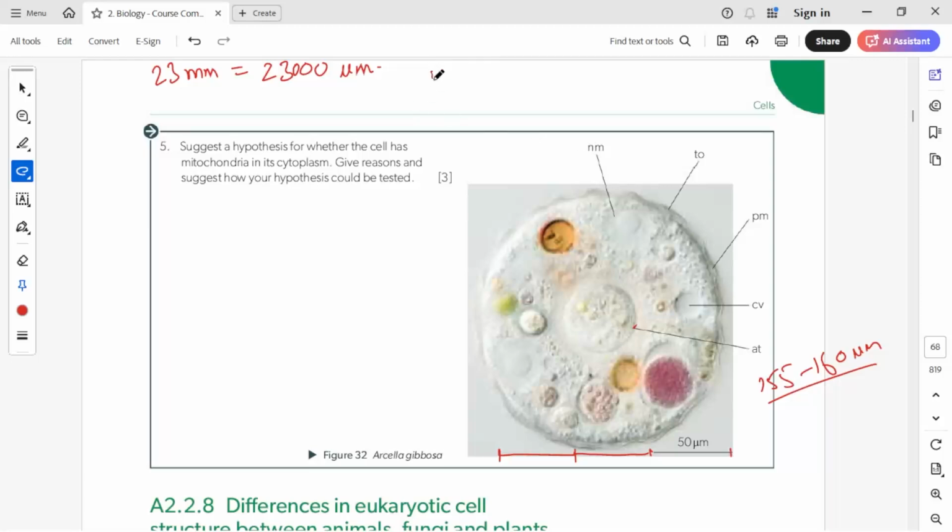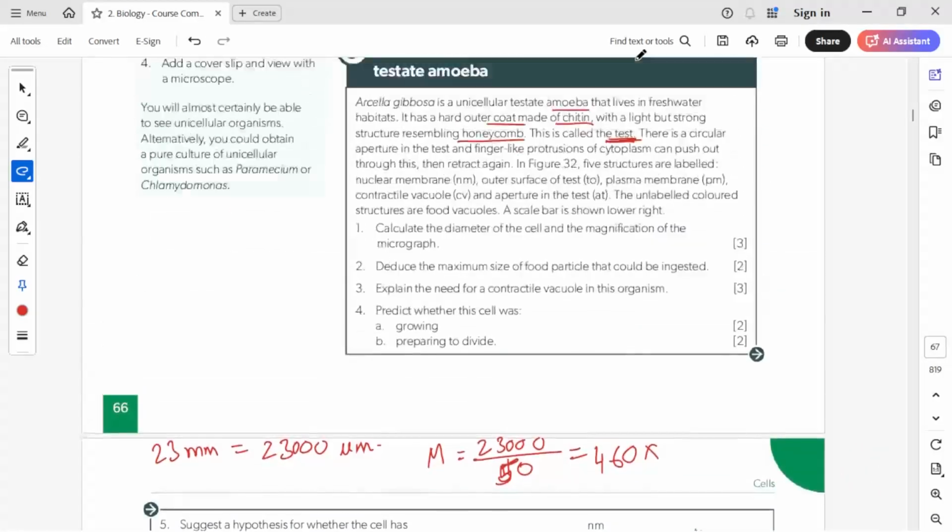So magnification will be equal to 23,000 micrometers upon 50 micrometers, so if I use only this 50 micrometer scale, let's see, then also we will be able to find the magnification. So it is somewhere around 460x. All right.